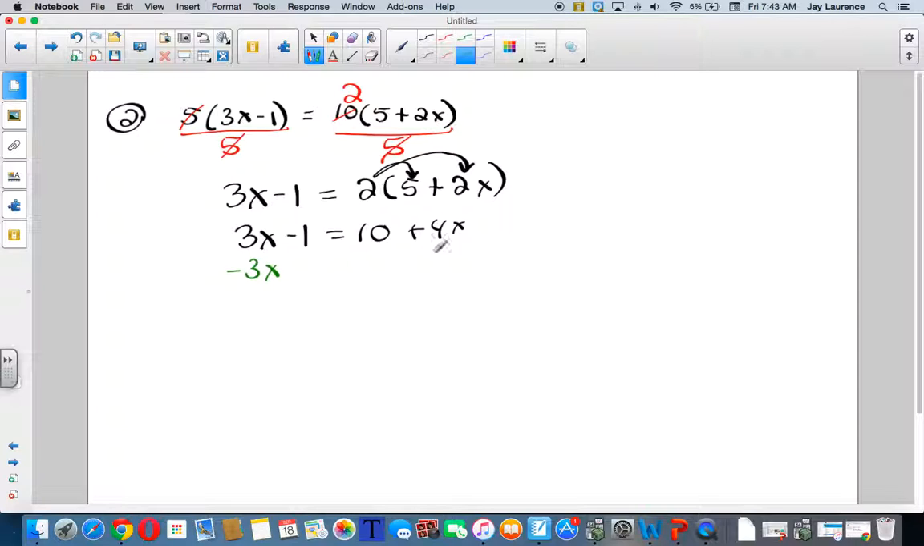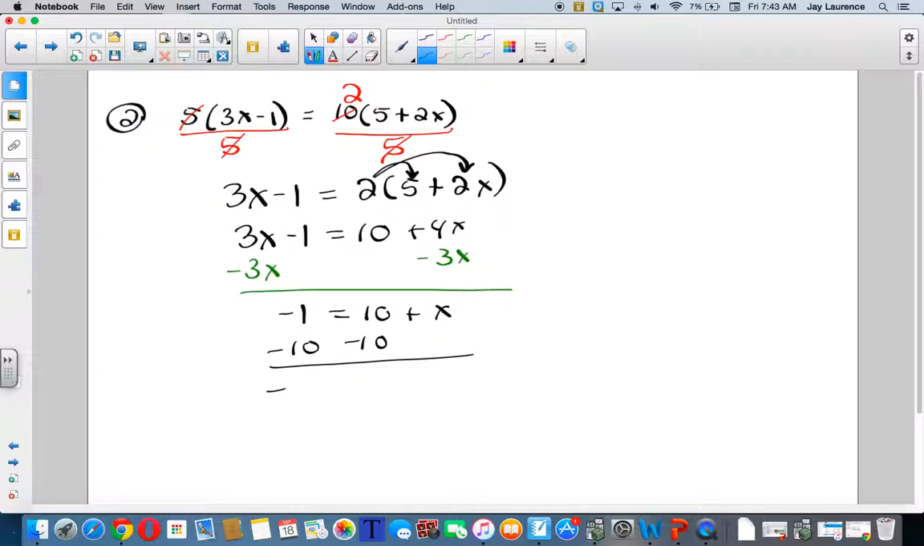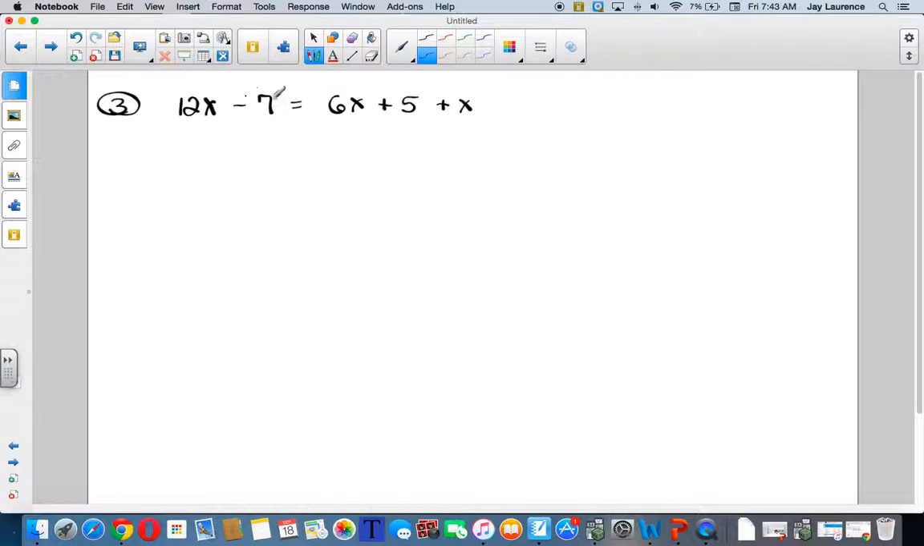I'm going to subtract 3x from both sides. And when I do so, I will get negative 1 equal to 10 plus x. I'm going to subtract 10 from both sides. I'm going to get negative 11 equals x. And there you go. All right, a couple more examples here.